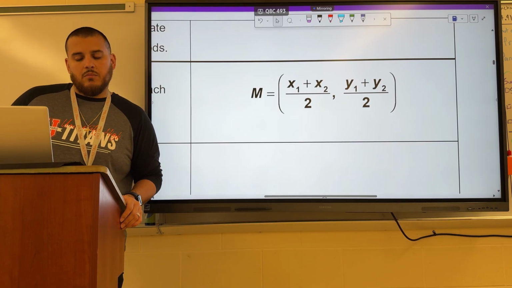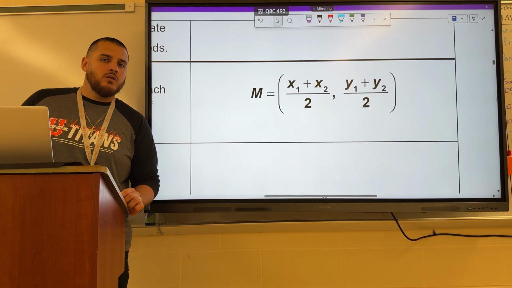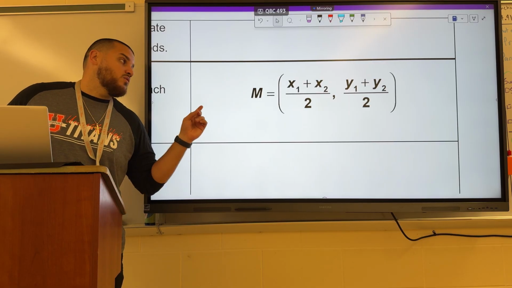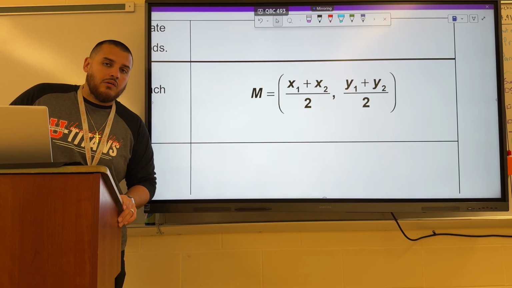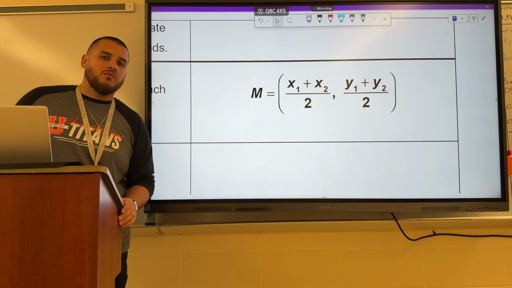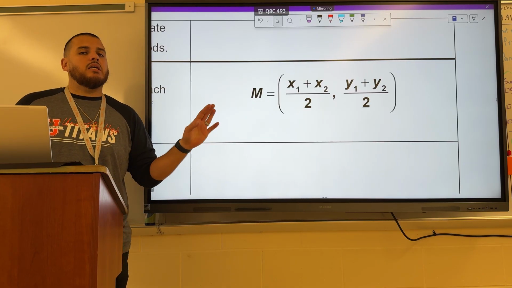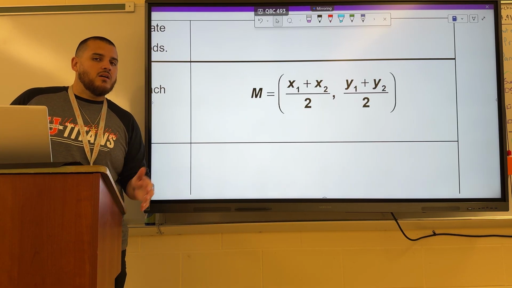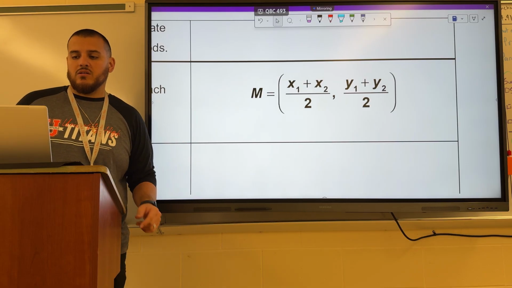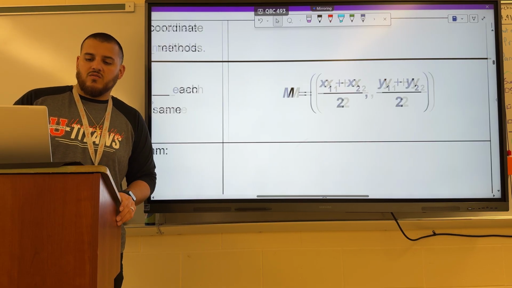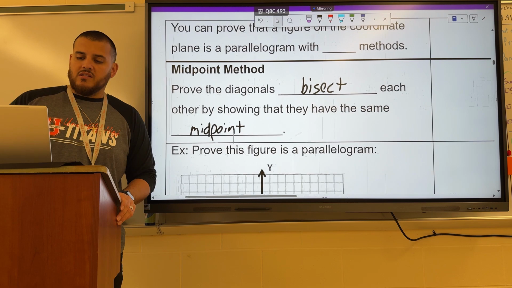As a reminder, here is the midpoint formula: x1 plus x2 divided by 2, y1 plus y2 divided by 2. If you're here in the state of Florida, this formula is given to you on the reference sheet that you'll have when you take your end of course exam. So this does not technically have to be memorized, although it's not hard to memorize, and we should absolutely master how to use this formula.